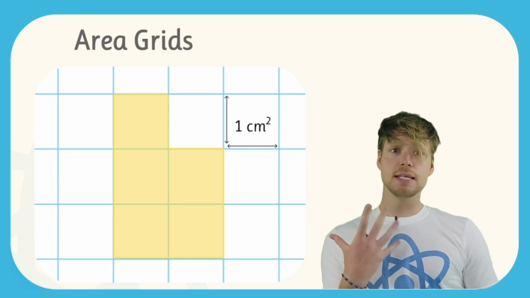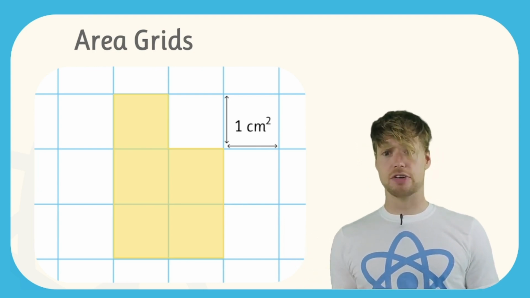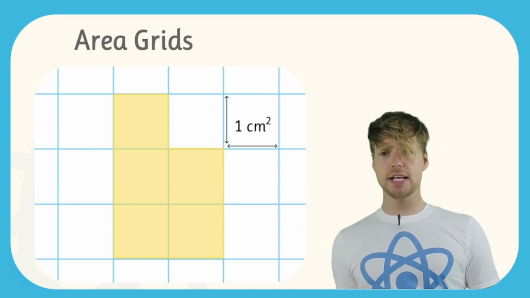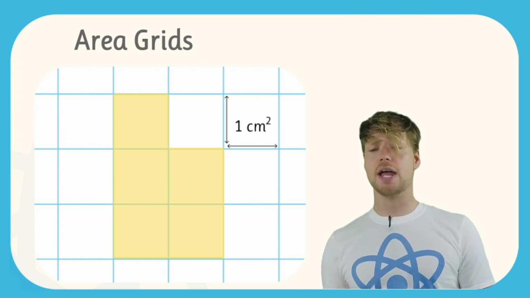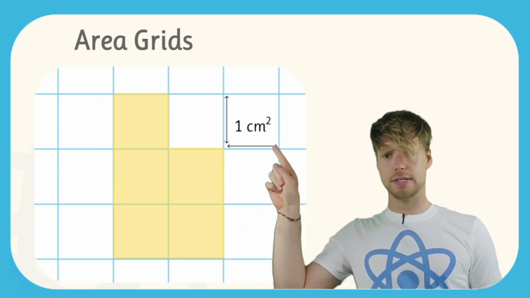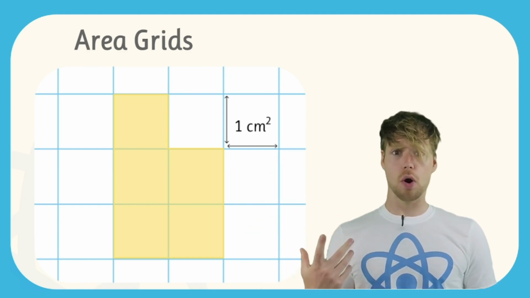So let's move on and have a look at some of the ways that we can measure area. One of the simplest ways to measure area is using an area grid. This can help us measure the area of a shape, like this little yellow one here. If we have a look, we can see that this shape is drawn on a 1 centimeter squared grid. That just means that each one of these squares has an area of 1 centimeter squared.